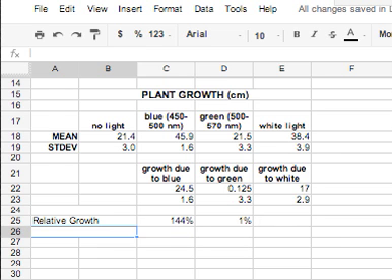Now, one more thing that you'll want to scale is the amount of error. Now, even though the average or the mean amount of growth due to blue light was about 24.5 centimeters, sometimes it was more than that, sometimes it was less than that. That's what's quantified here as the standard deviation. So let's scale that to compare to the amount of growth due to white as well.